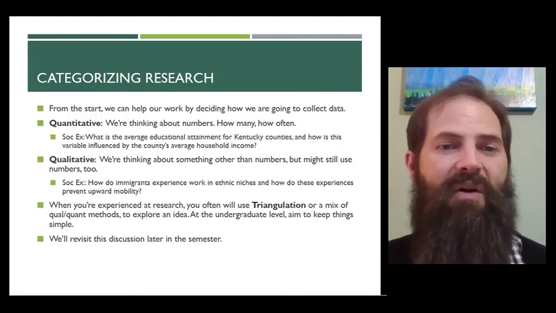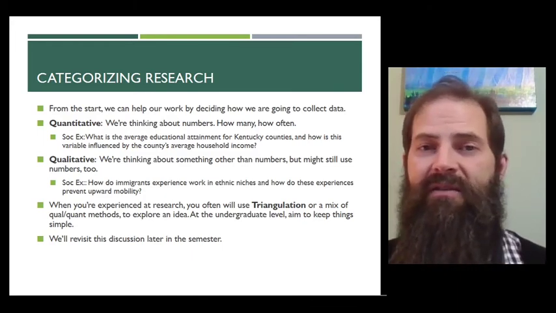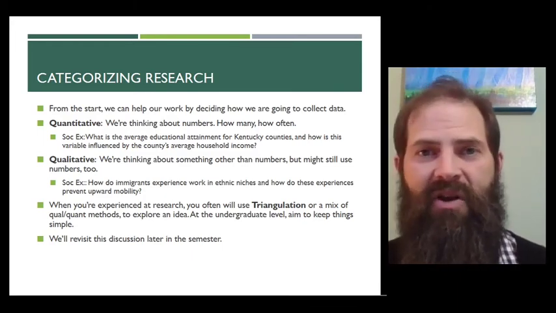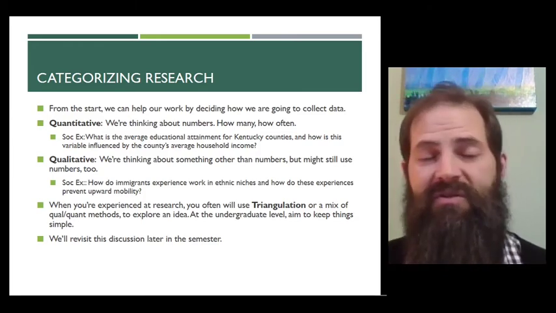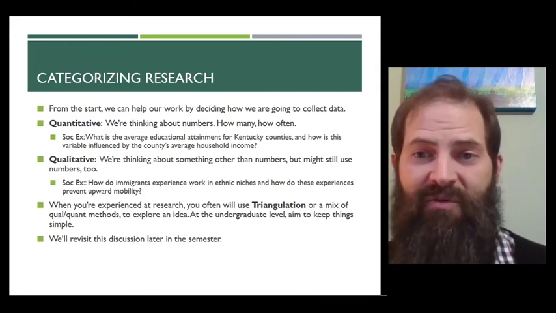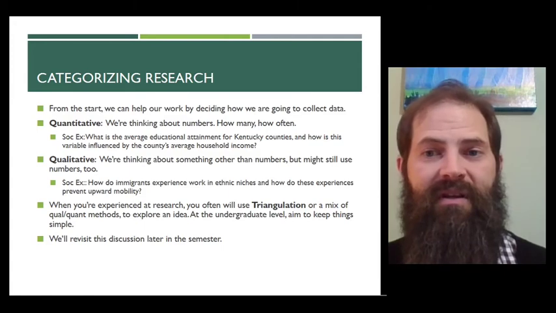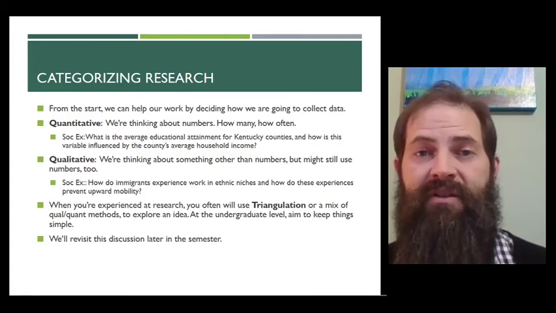How many, how often, how frequently, or maybe you're measuring emotion and you're rating them on a scale of 1 to 5. We'll come to find out that's called a Likert item. Now, a good sociological example of quantitative research. What is the average educational attainment for Kentucky counties? That's a descriptive question. We're going to pair it up with something else. How is this variable influenced by the county's average household income?